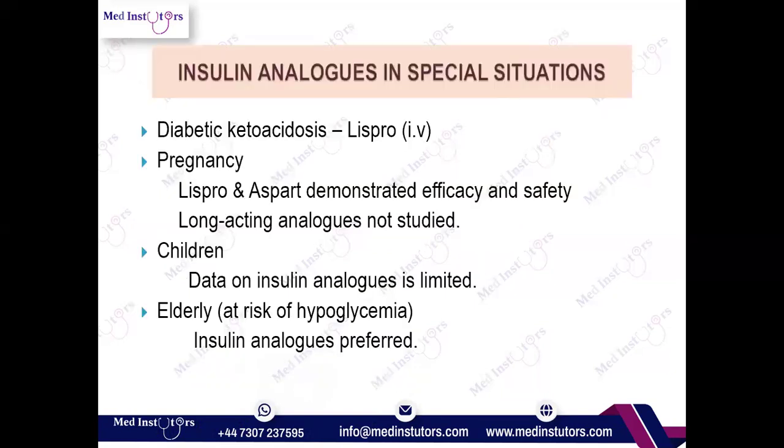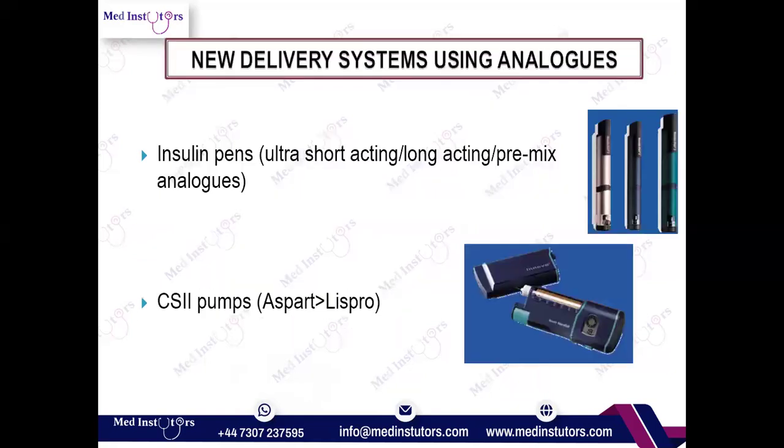In special situations, we can use insulin analogs as IV. I told you that the approved IV form is regular insulin, but in certain conditions, such as diabetic ketoacidosis, Lispro may be used as IV, in pregnancy, in children, and sometimes in the elderly at risk of hypoglycemia. Insulin analogs are preferred in children, though data on insulin analogs are limited.